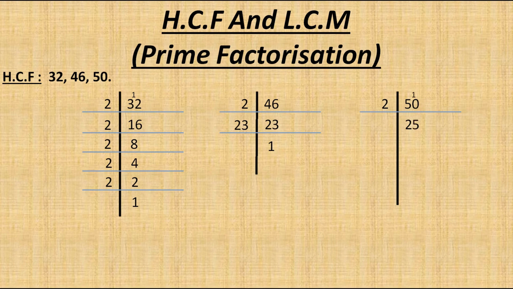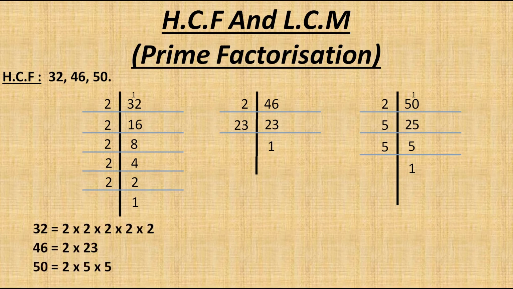And 5 will get divided by only 5. 25 will get divided by 5. Therefore 5 5s are 25 and 5 1s are 5. Okay. So here is the prime factorization of 32, 46 and 50. When you look carefully, here only this 2 is common, right? Therefore the HCF of 32, 46 and 50 is 2. Okay.